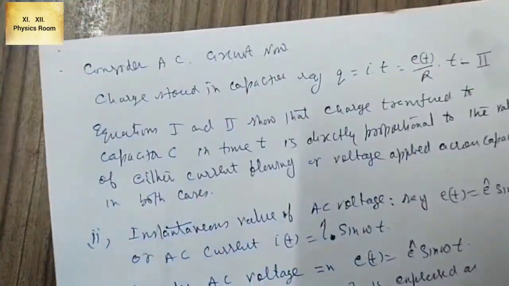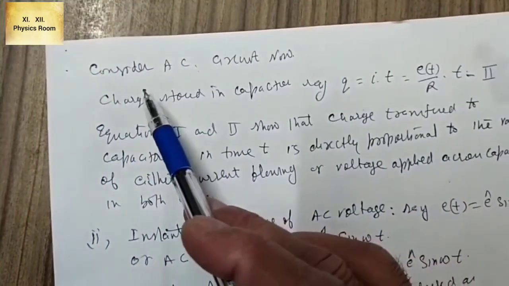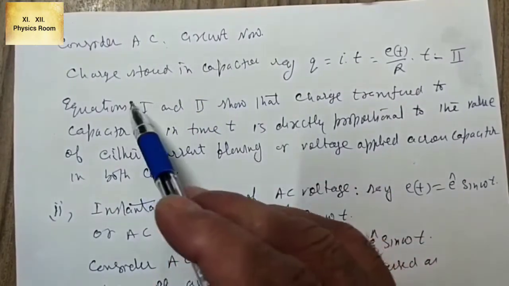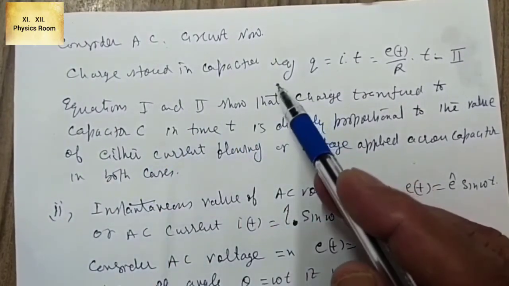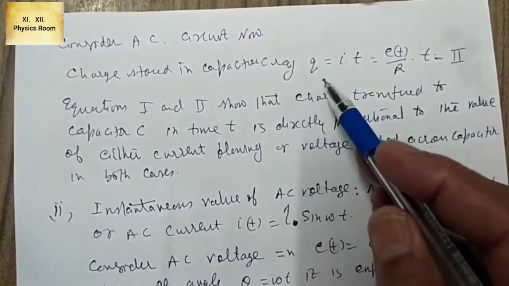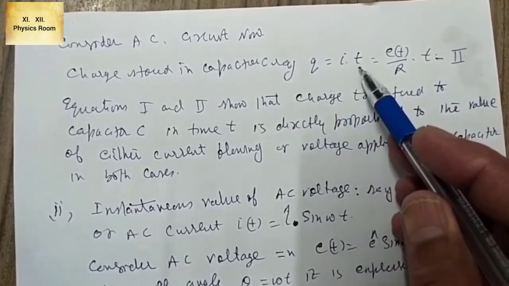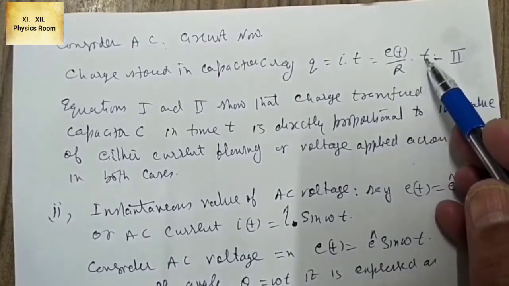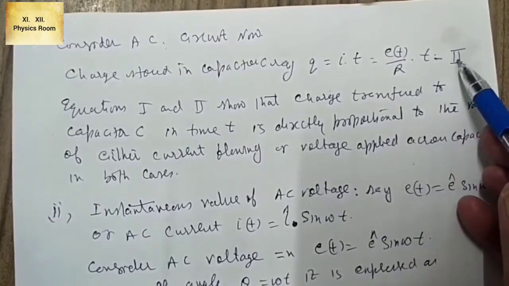Now consider the AC circuit. Charge stored in capacitor C, say Q, is equal to I into T, or it is equal to E(t) by R into T. Mark it as equation 2.